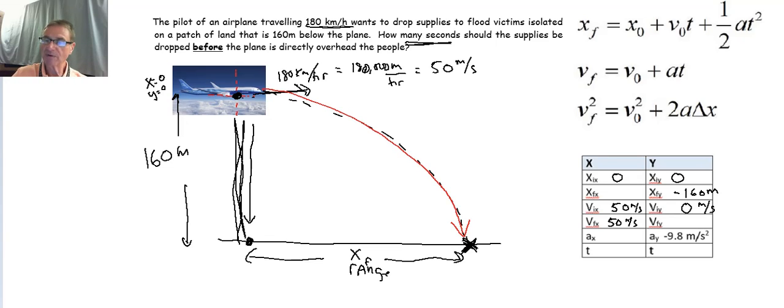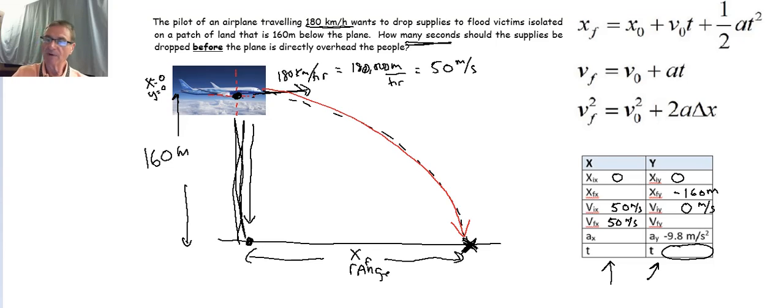So in the y direction, we have initial position is 0. Our final position is at negative 160 meters. Our initial velocity is 0. We don't know the final velocity. Our acceleration is always negative 9.8 meters per second squared. We want to know how much time it's going to take for that package to hit the ground, right? Because remember, time in the y dimension is the same as the time in the x dimension. So if I can get the time in the y dimension, I know what the time is in the x dimension. So I know when that pilot's going to have to drop that package.